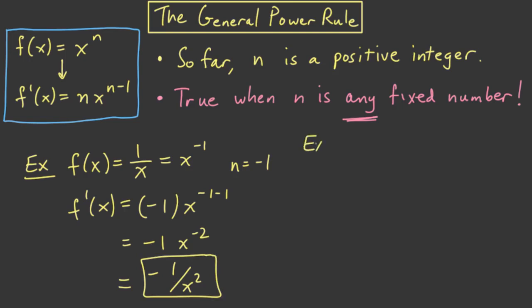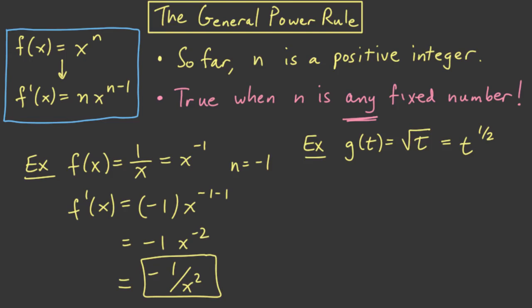Let's do another example, one that we haven't seen before. How about g of t equals the square root of t? So I've switched here the input variable to t rather than x, but it's the same principle. In order to use this power rule, we should be asking ourselves, is this function a power of t? Indeed it is. The square root of t is the same thing as t to the 1/2.